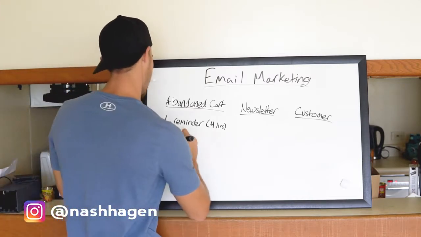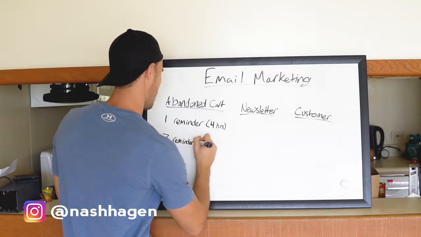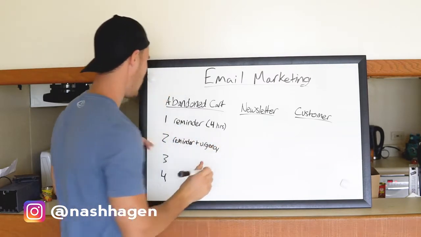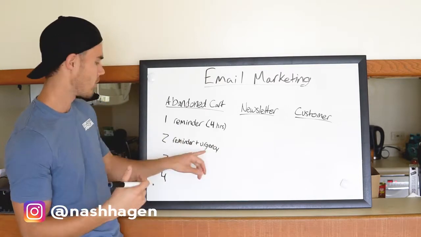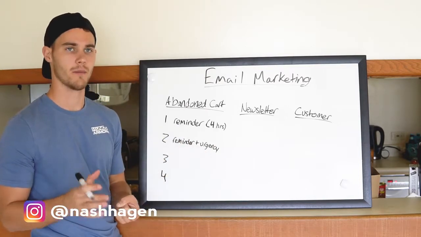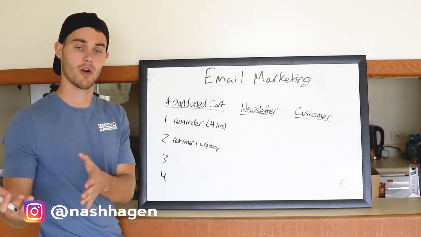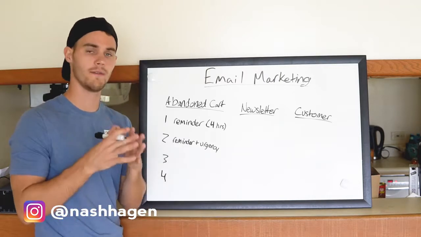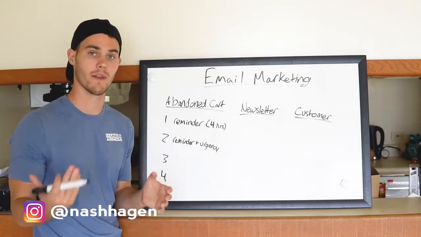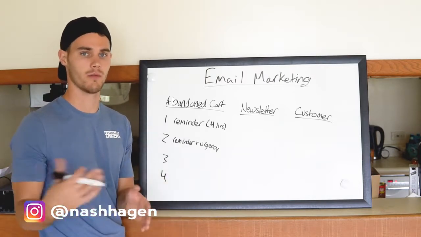Number 2 is going to be a reminder email, but we're going to add urgency. What I mean by this is that you're going to remind the customer, hey, you got something in your cart, but we're going to add urgency by saying, hey, listen, we're only going to save your cart for the next 12 hours, the next 24 hours, whatever you want to make it. If you wait longer than that, then your cart will expire and you won't get the deal.